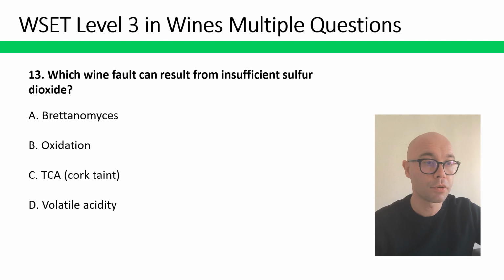Which wine fault can be a result of insufficient sulfur dioxide? So sulfur dioxide is an antioxidant. So if there's not enough, wine can be A, Brettanomyces, oxidation, TCA, volatile acidity. The correct answer is B, oxidation.